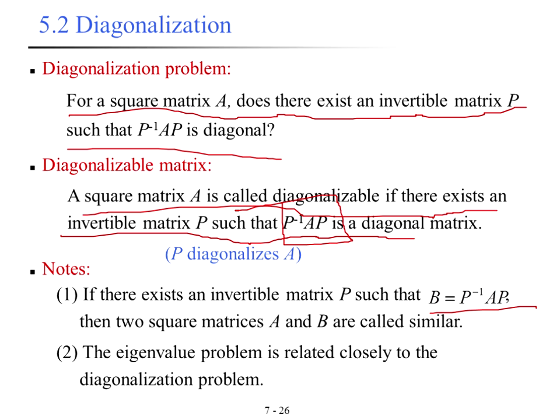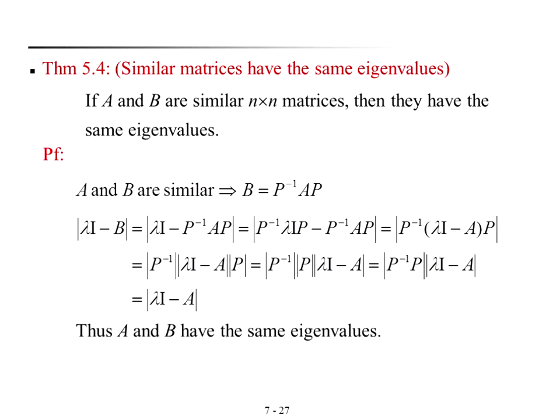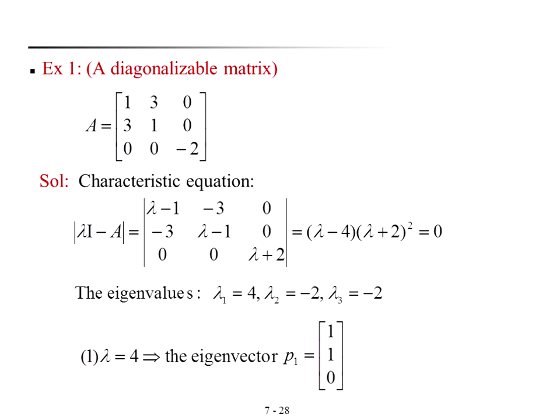The eigenvalue problem is related closely to the diagonalization problem. There is a theorem: if A and B are similar n by n matrices, then they have the same eigenvalues. So if there are two similar matrices, then they have the same eigenvalues. Now there is a question: diagonalize the matrix.